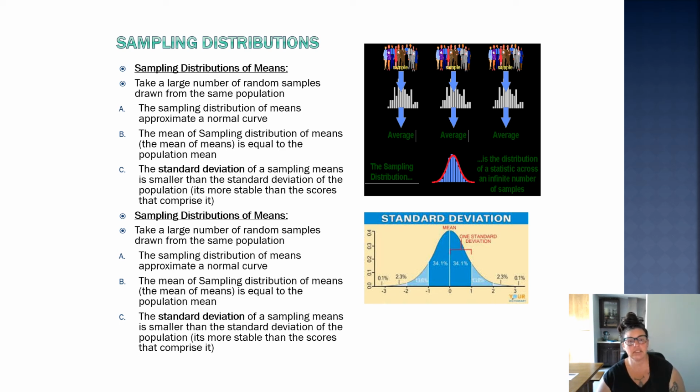So a sampling distribution of means, this is what I was talking about here. Here's all your samples, and so you would take your average, those are your means, and then you look at your distribution.